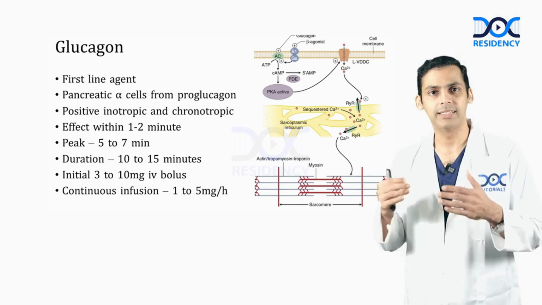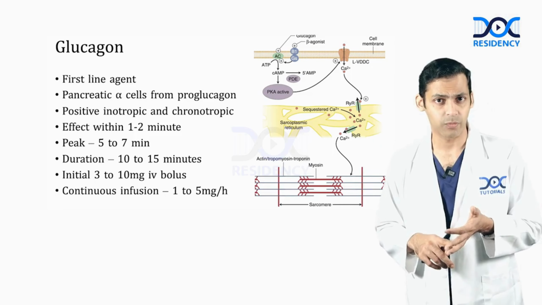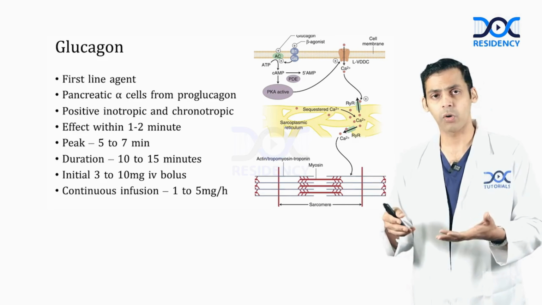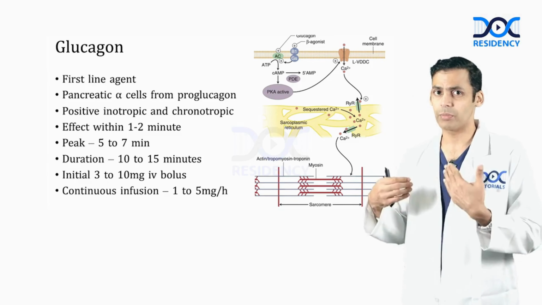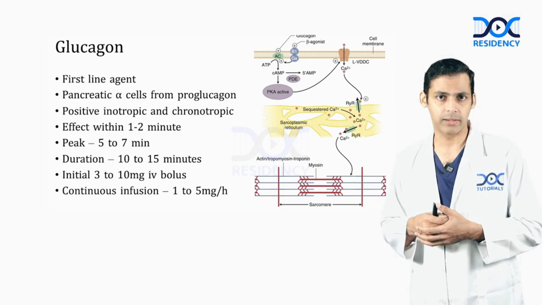Okay. Now the downside of glucagon is that it can cause side effects like nausea and vomiting. So if the patient is already having a depressed sensorium, not able to maintain the airway, there is always this risk of aspiration happening. Alright.